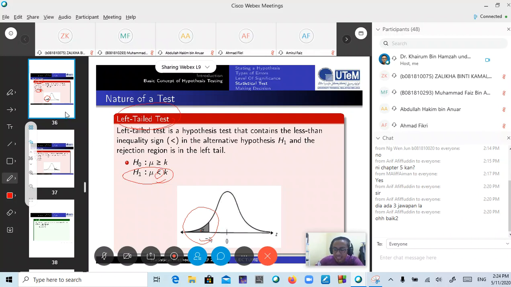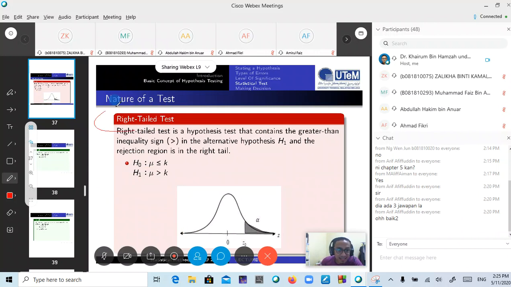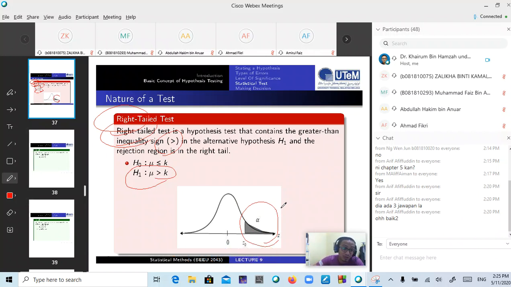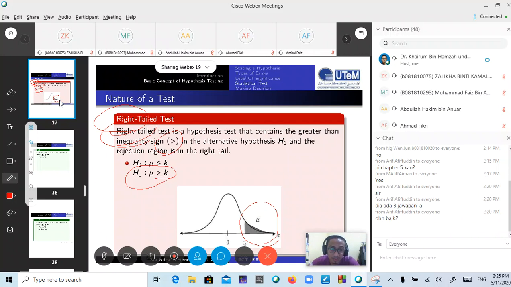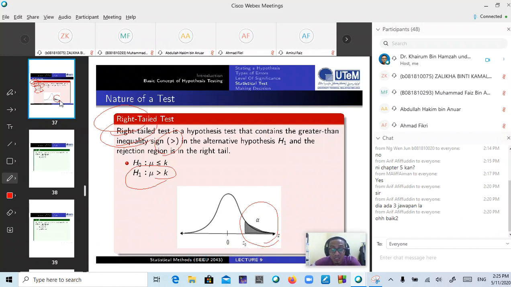Okay. Next, the last one is right tail test. Also the same thing, by referring to H1, when your H1 is greater than K. So greater than K, this one is right tail test, and then your rejection region is on the right hand side. So this one is for positive value. So make sure you can differentiate between two tail test, left tail test, and right tail test. Okay, we have three types of tail.